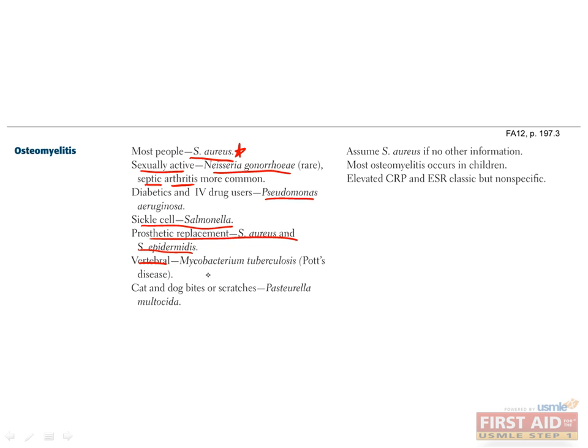Osteomyelitis of the vertebra can be caused by Mycobacterium tuberculosis, in which case it can be called Pott's disease. Lastly, cat or dog bites or scratches can carry Pasteurella multocida, which can cause osteomyelitis. Most of the time you'll see this disease in children. An elevated CRP and ESR are classic but nonspecific.